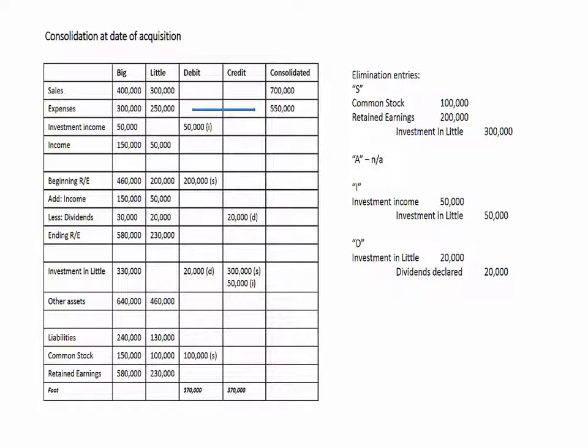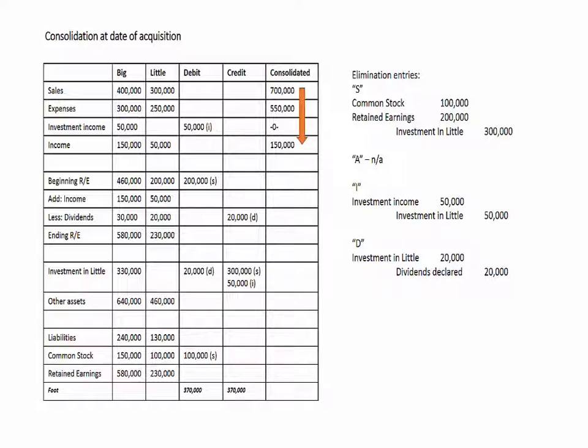Likewise with our expenses, $300,000 for Big, $250,000 for Little with no adjustments for a total of $550,000. And then we get to the investment income, and again, Big's $50,000 of investment income being a positive income number would be a credit. We offset that or cancel that or negate that with a $50,000 debit, and the investment income goes to zero. Again, that is a reliable check figure. That number has to go to zero. If we add across that row and we don't find it going to zero, then we've made a mistake.